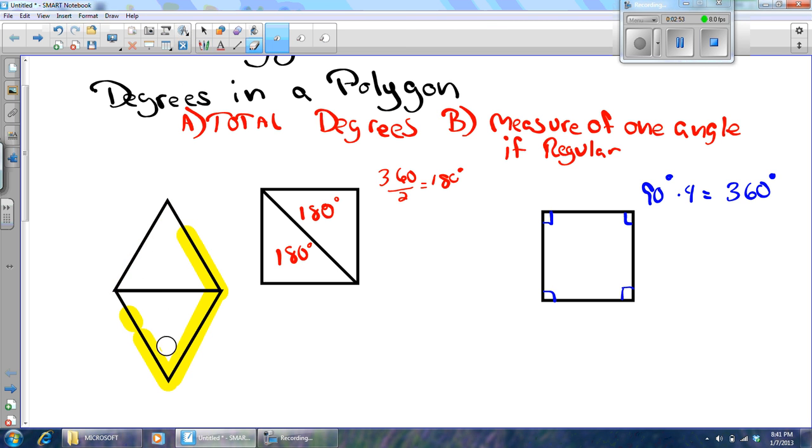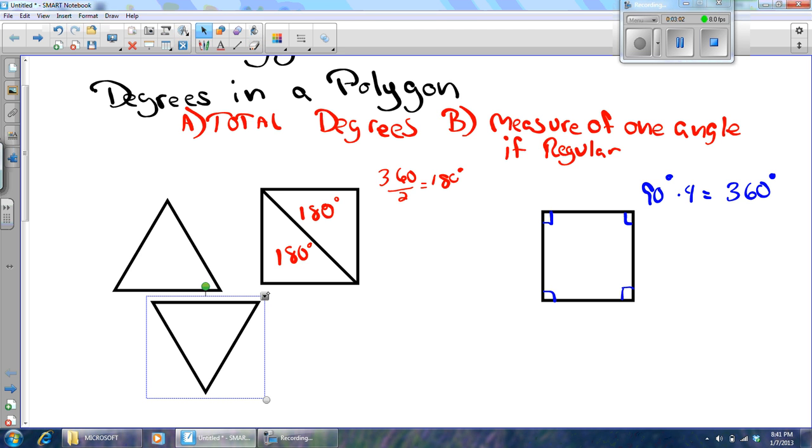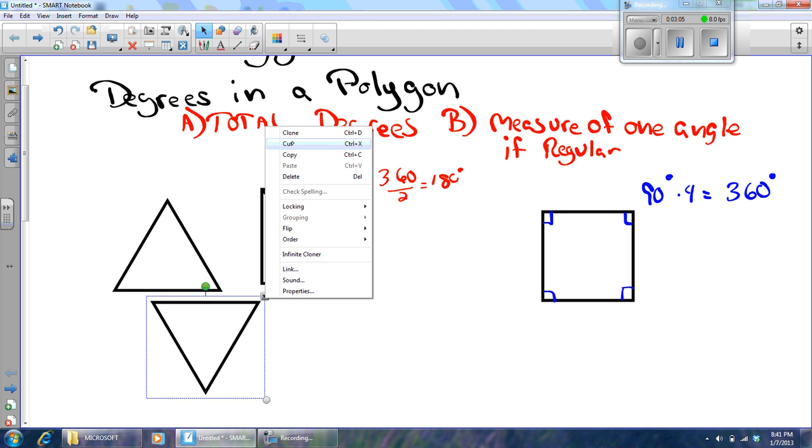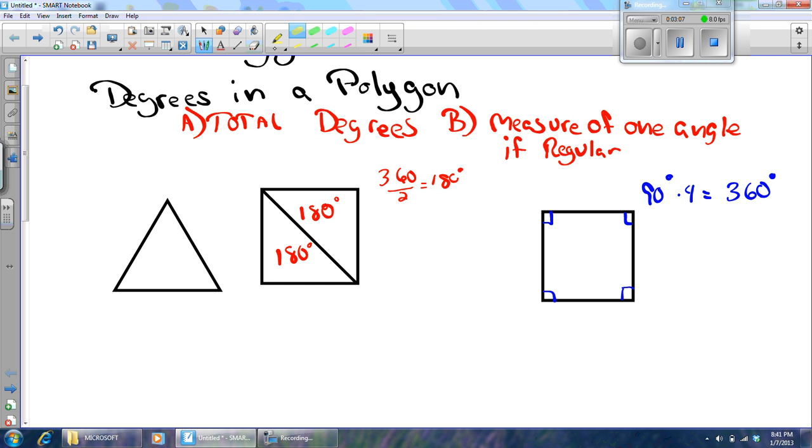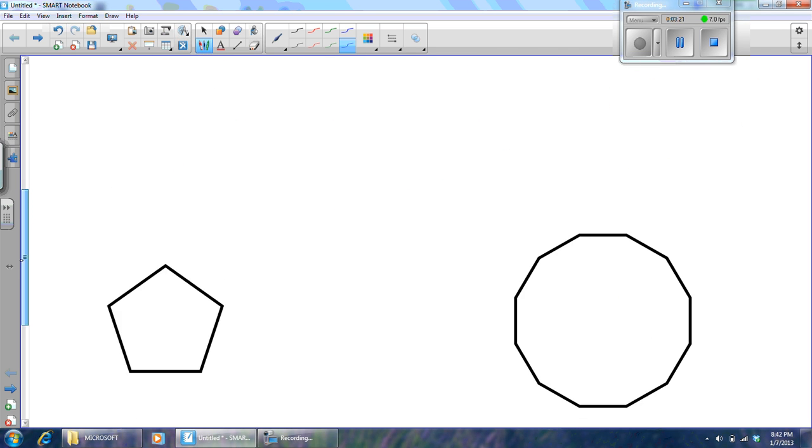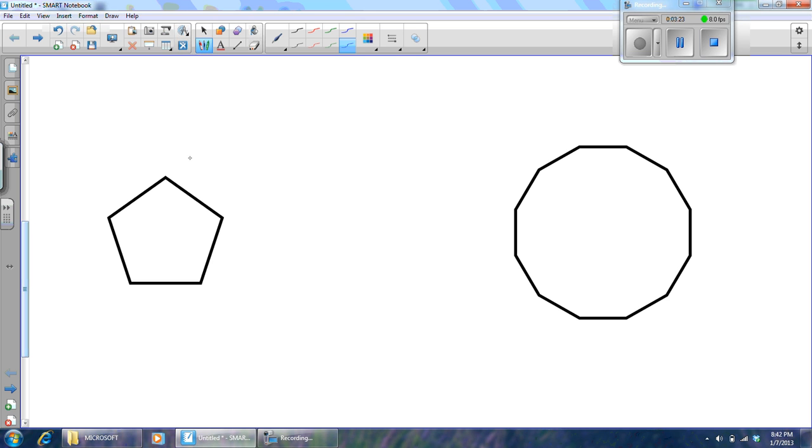Okay, so let me erase that. And everything is going to be based off of a triangle. Let me get rid of this guy. He's in my way. So I know that in this triangle here, there's 180 degrees. And in here we have 360 degrees in the square or quadrilateral. But what about a pentagon? How many degrees would be in a pentagon?